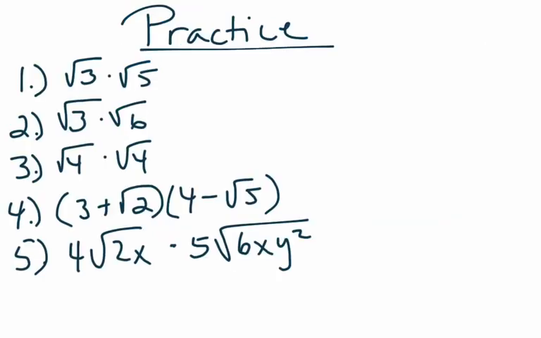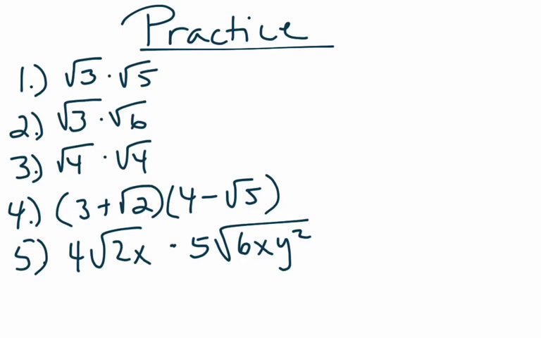We have the square root of 3 times the square root of 5. You're like, this is so easy. I got this. Then the square root of 3 times the square root of 6. That's going to be like the second example that I did, so you can go back in your notes and look at it. Then we have the square root of 4 times the square root of 4. That's going to look like the third example. Then we have the multiplication of 2 binomial radical expressions, and you can look at the third and fourth examples.